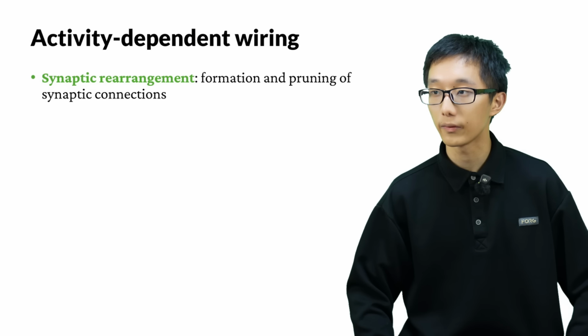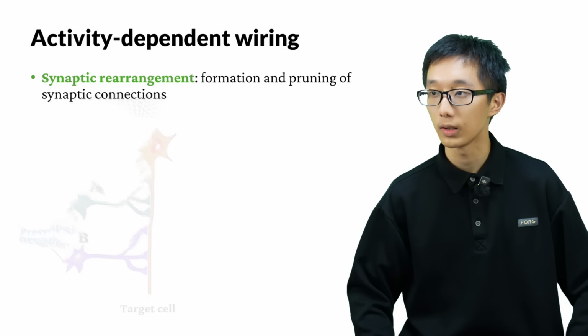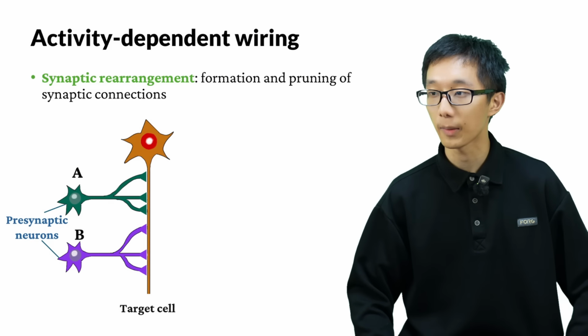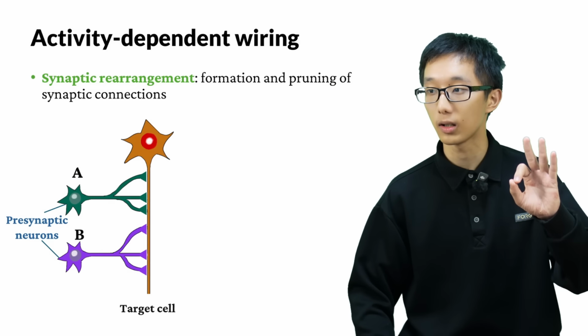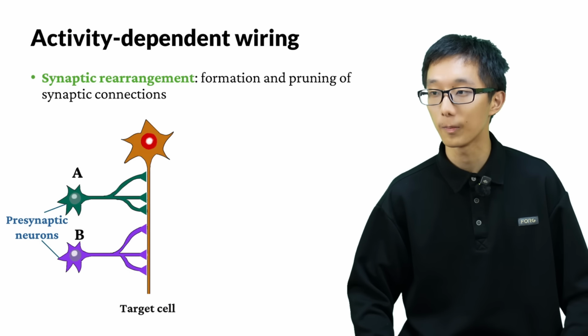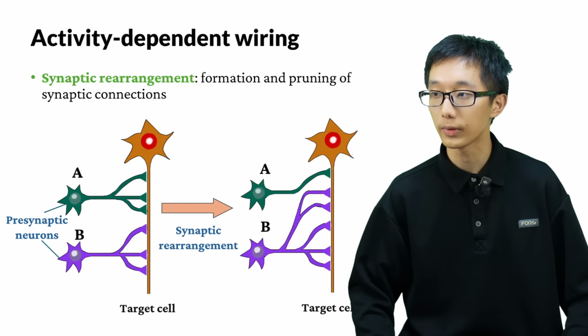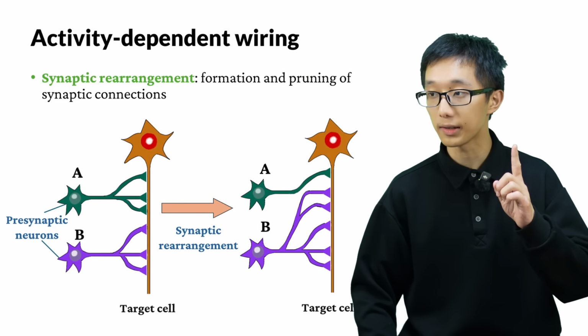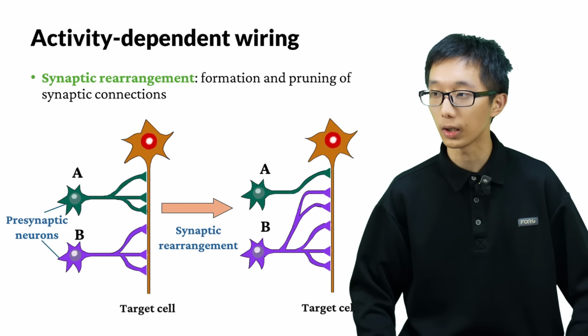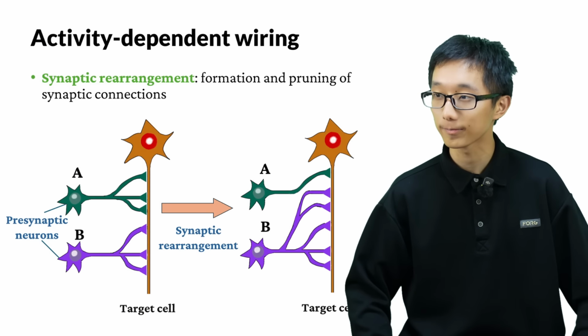At the cellular level, a frequent occurrence is synaptic rearrangement, the formation and pruning of synaptic connections. For example, presynaptic neurons A and B now both have 3 synapses on the postsynaptic target cell. Now, after rearrangement, A becomes weaker. It now only has 1 synapse, while B becomes stronger, having 5 synapses.